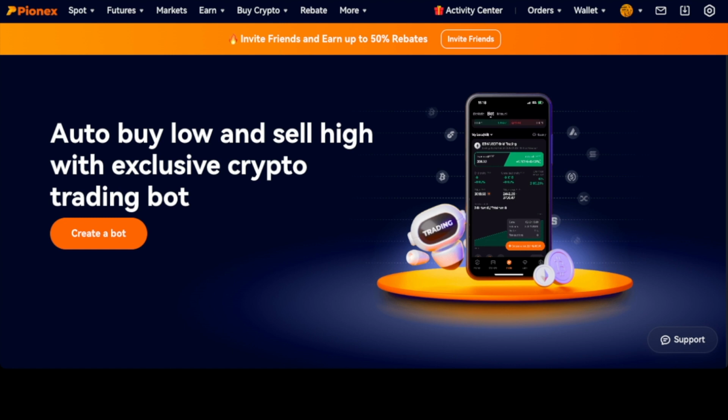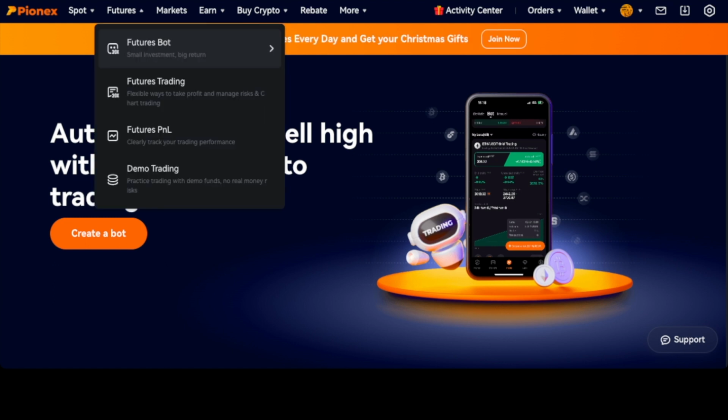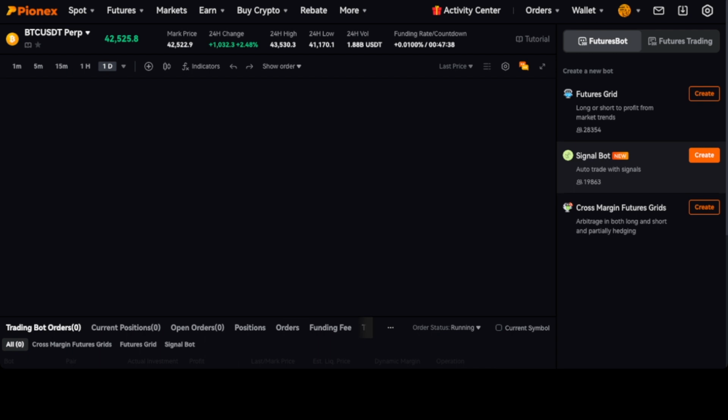With this trading bot, you're going to go to futures instead. In the top left-hand corner, you're going to go to futures bots, okay? Now, you have a couple of options on the right-hand side. You can do a cross margin futures grid, you can do a signal bot, and you can also just do a standard futures grid bot. Today we're just going to do a standard futures grid bot.